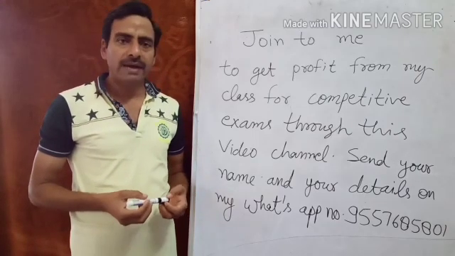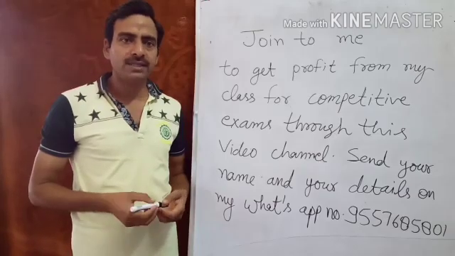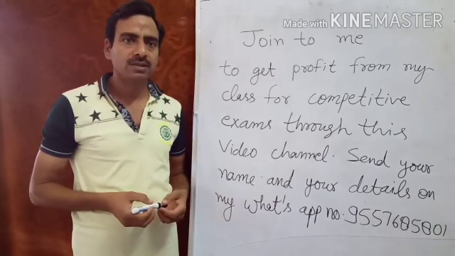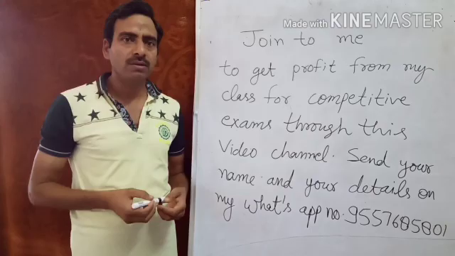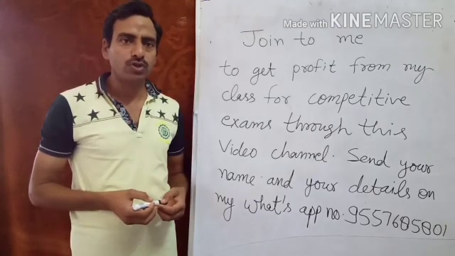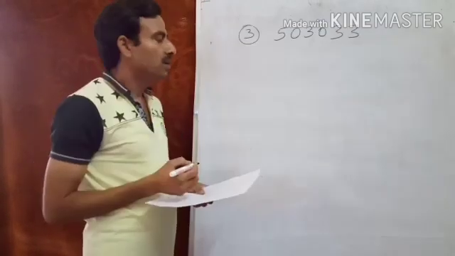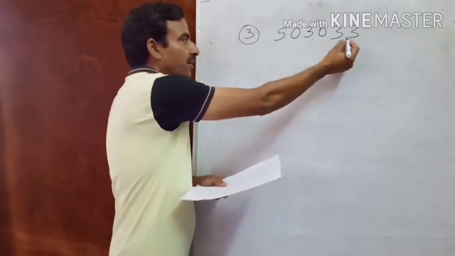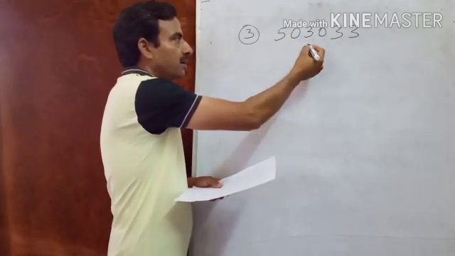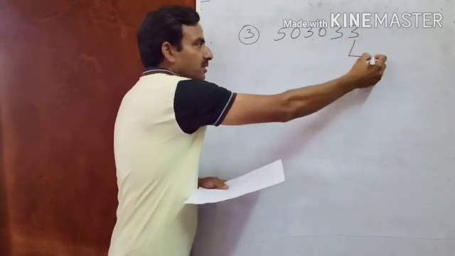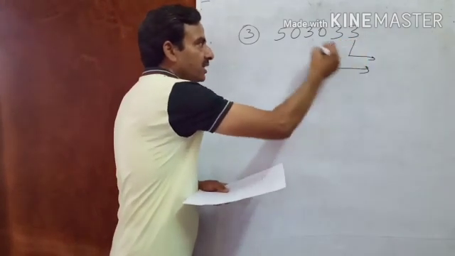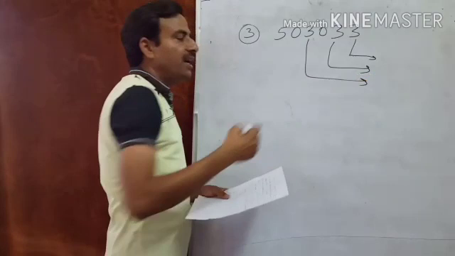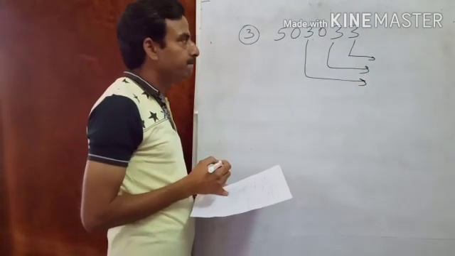Now, I will solve those queries of those students. They corrected me and they solved the questions wrong. The place value of 3 in this number, this 3 and this 3, each and every 3.